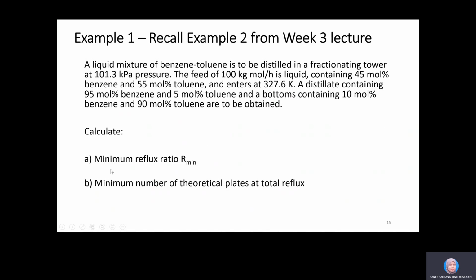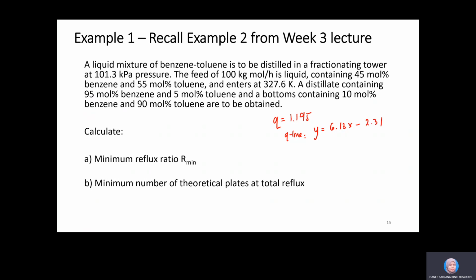You can read. Here, different from the previous lecture example, in this example we just want to focus on calculating the minimum reflux ratio R min and the minimum number of theoretical plates at total reflux, and we can do this for part B using graphical and analytical methods. So from the last example, you can calculate the q. Please refer to the previous example. q equals 1.195, and thus the q-line equation is y equals 6.13x minus 2.31.